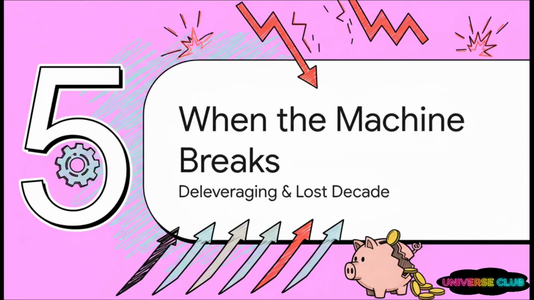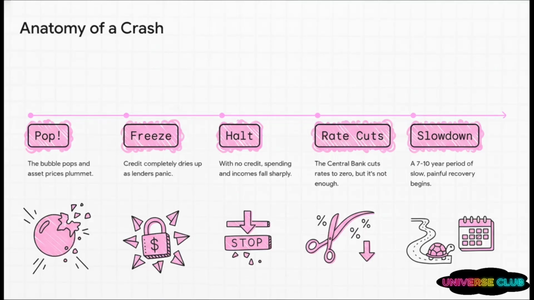So, what happens when that giant generational bubble finally pops? Well, this is when the machine completely breaks down. The technical term is a deleveraging, and it's exactly what the world went through in 2008. It's what Japan went through back in the early 90s. It's a big, big deal. And the dominoes fall incredibly fast.